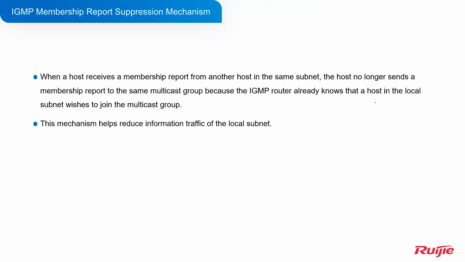If you think about it, for the router, if it receives only one receiver's report for a specific multicast group, it will forward the multicast packets to the subnet. Even if there are two or more receivers of one specific group in this subnet, it will also only send the packets from this group to the subnet. It will not affect the result, so we don't need each receiver to send a specific report message. This mechanism helps reduce information traffic of the local subnet. It's very useful.